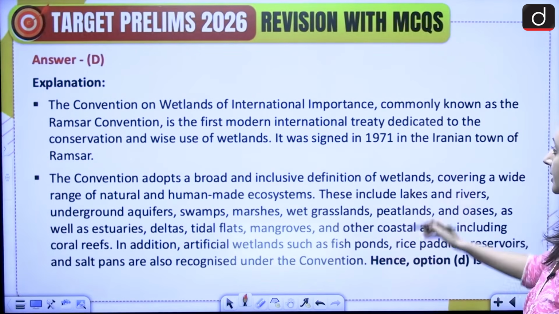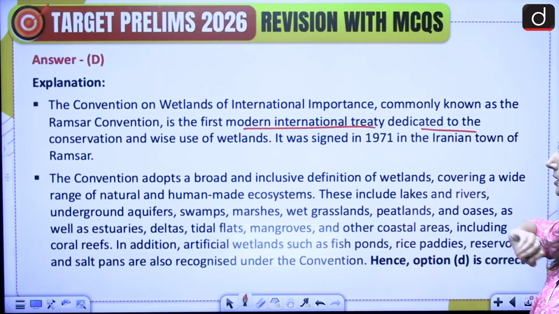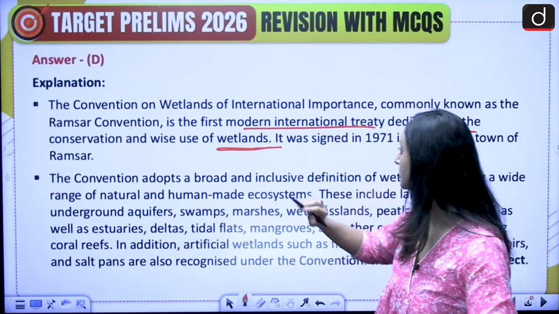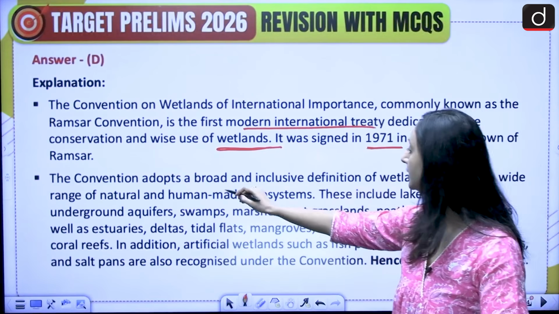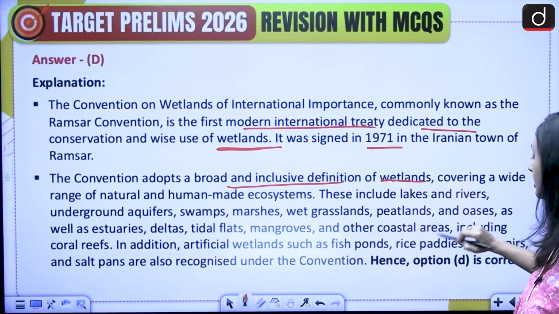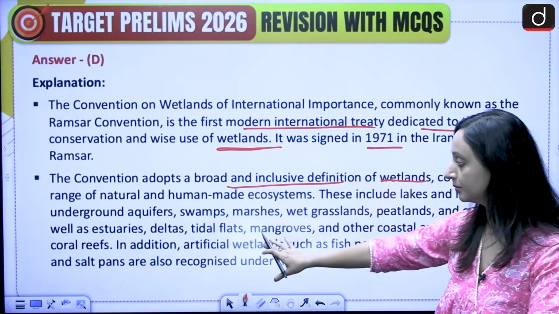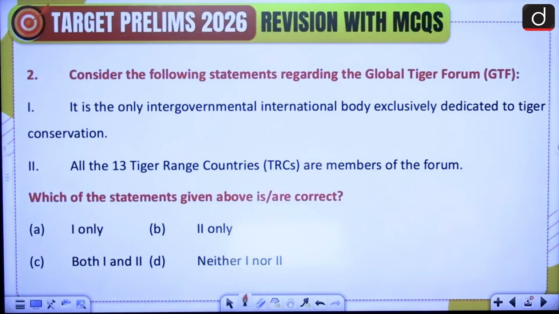For now, let us just see that Ramsar Convention is the first modern international treaty dedicated to the conservation and wise use of wetlands. So it was signed in 1971 and it adopts a very broad and inclusive definition of wetlands. So it has natural and human-made ecosystems. You have all these examples listed over here. Okay, moving on to the second question.